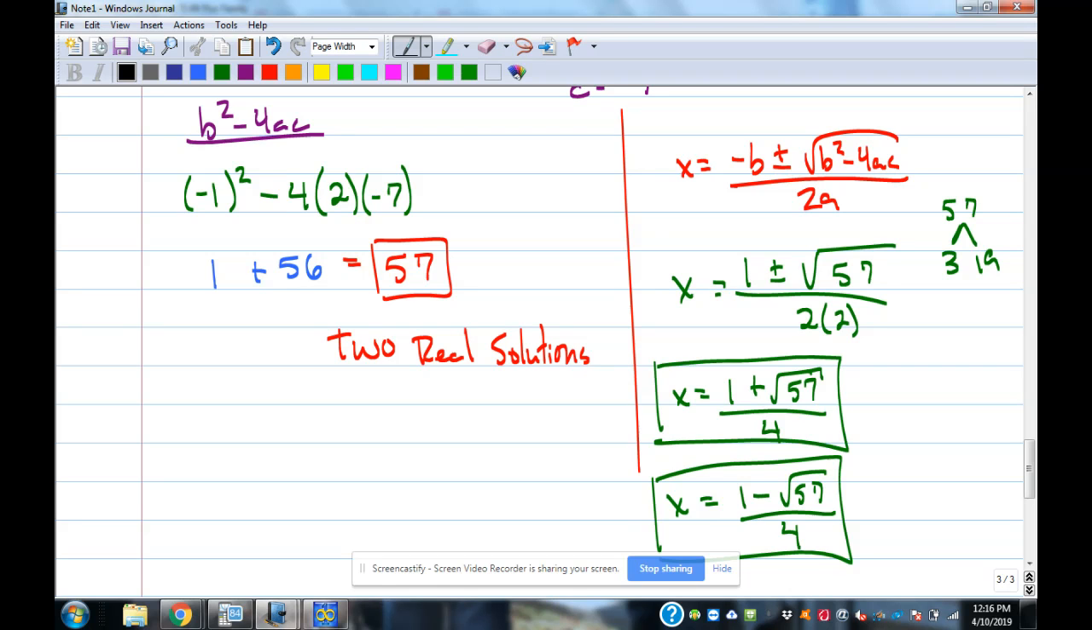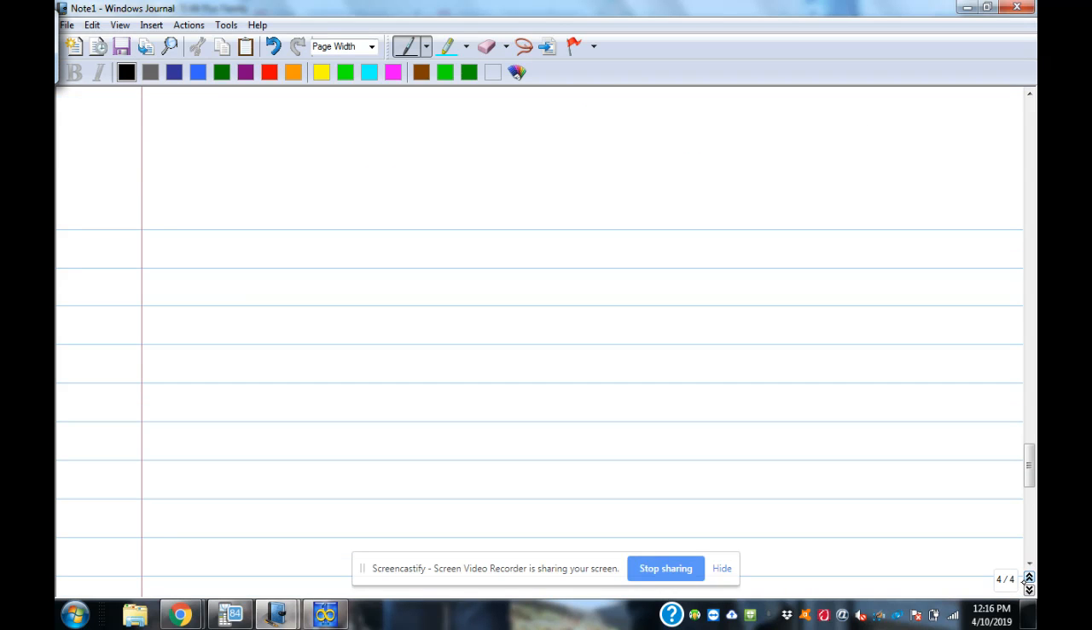Okay? Now in Algebra 2, we'll teach you some other things that we can do that make up the complex solutions. But in Algebra 1, we don't have to worry about that. Okay? There's enough going on for us right now. Okay, so let's try another one. Let's say we had 4x squared is equal to 7x plus 2.